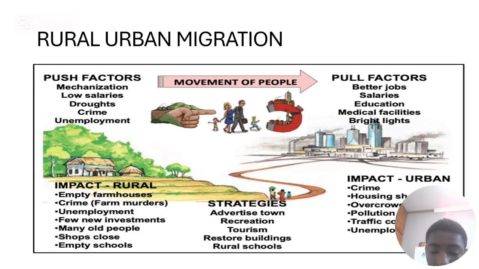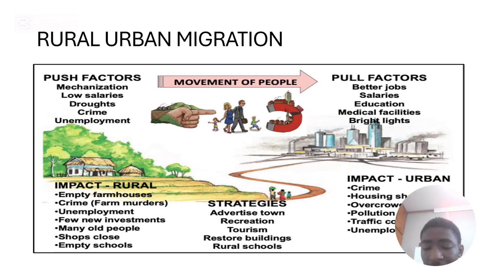So there will be empty houses, farmhouses, right? There will be a high crime rate. There will be unemployment. There will be few new investments. So the investment will move to urban areas and the shops will close, because what is the point of opening a shop where there will be no customers, right? And there will be waste of money if you restock, right? Then empty schools, right? Meaning teachers will lose their jobs because now learners have moved to urban areas, causing what? Causing overpopulation in the urban areas.